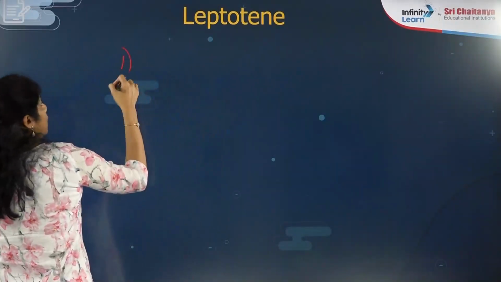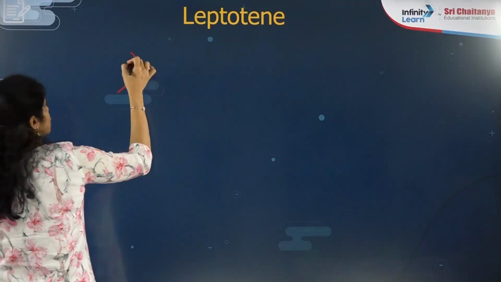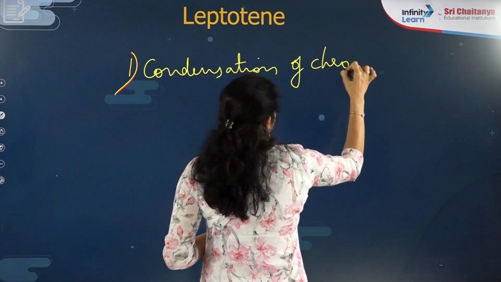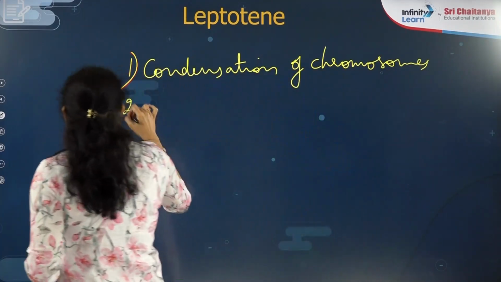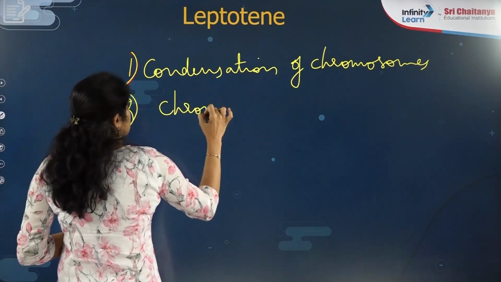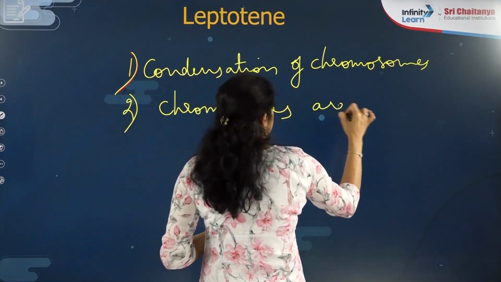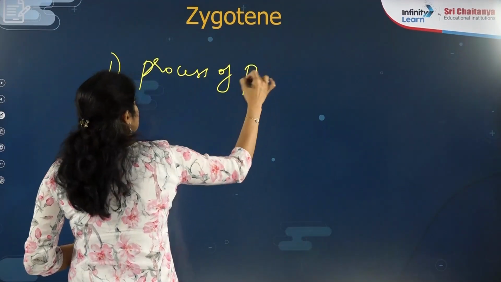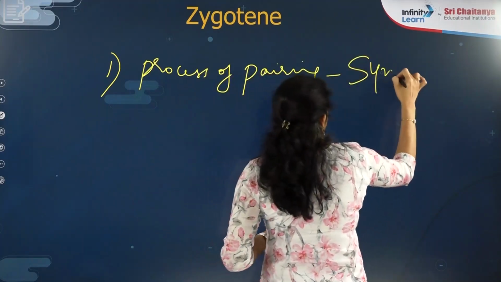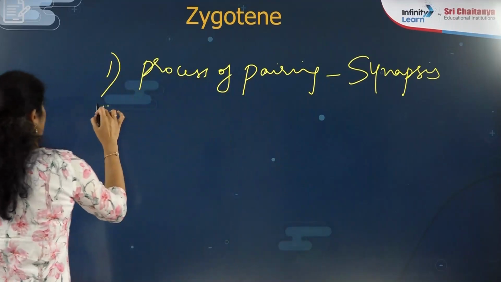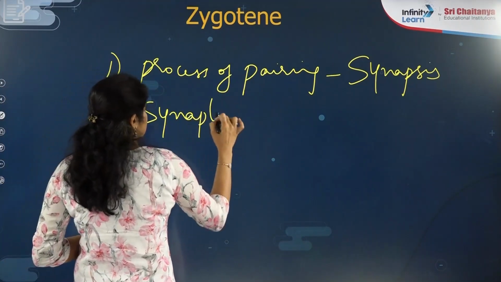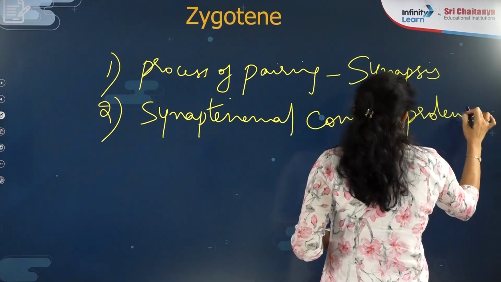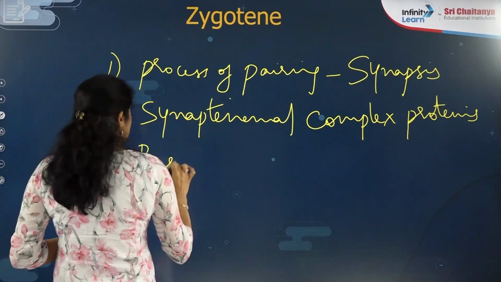So in leptotene, the events will be beginning. The process of condensation will begin. Condensation of chromosomes will occur. Next one, chromomeres are seen in this. Zygotene, the process of pairing called synapsis occurs here, due to synaptonemal complex proteins. This results in the formation of bivalents.